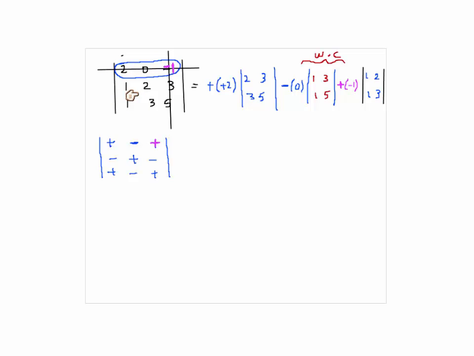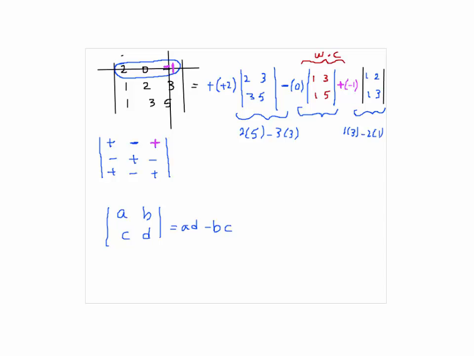And once we do that, then we find the determinant for each 2 by 2, and then we find the final answer. So remember, the determinant for a 2 by 2 matrix A, B, C, and D is equal to AD minus BC. So in this case here would be 2 times 5 minus 3 times 3. And over here, this would be 1 times 3 minus 2 times 1. And this whole thing is 0.